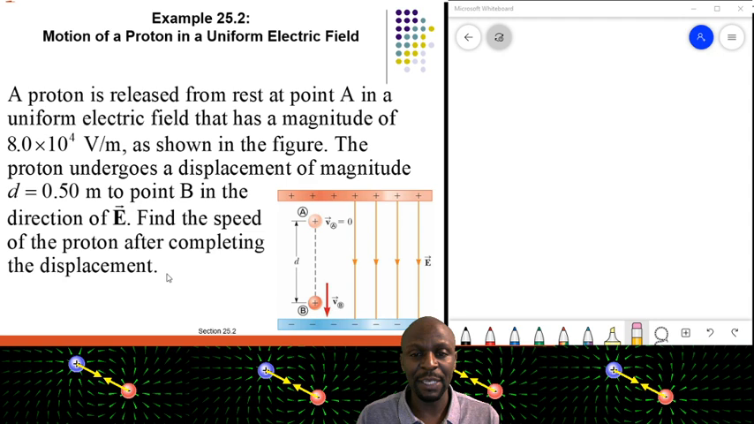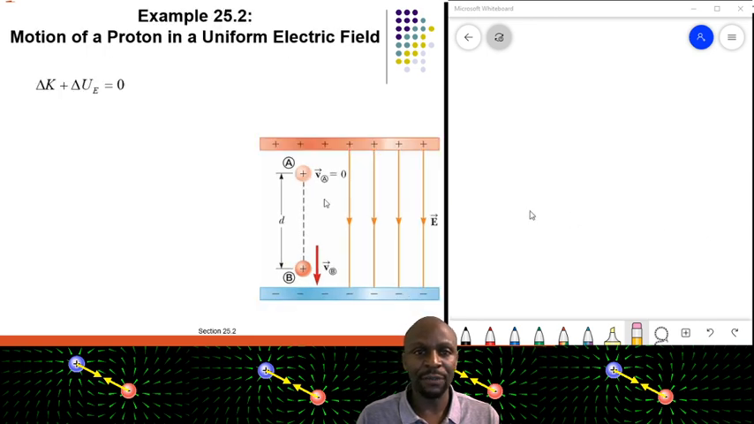As I've said earlier on, we just have to use the conservation of energy. The total kinetic energy plus the potential energy change must give us 0. This is the mechanical energy. The final kinetic energy is given by this, and the initial kinetic energy is 0, because this proton was at rest.